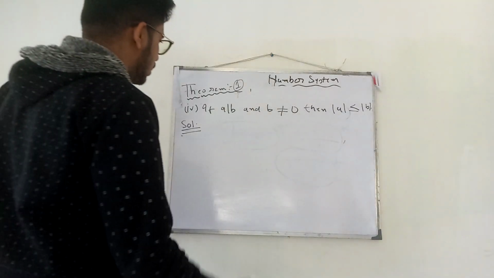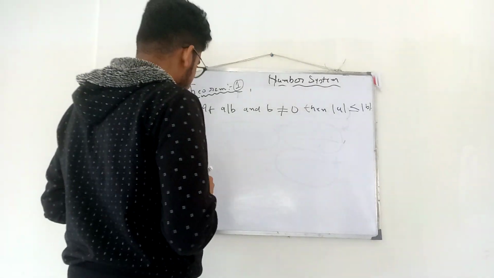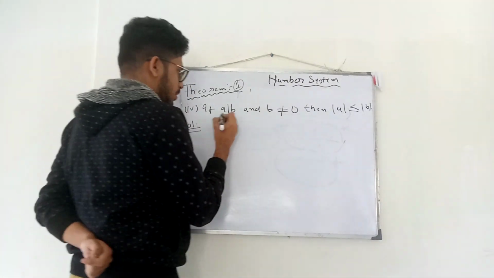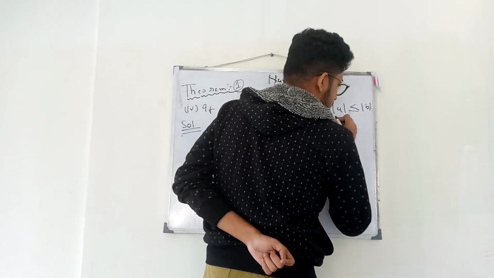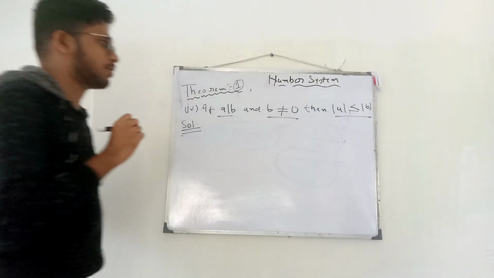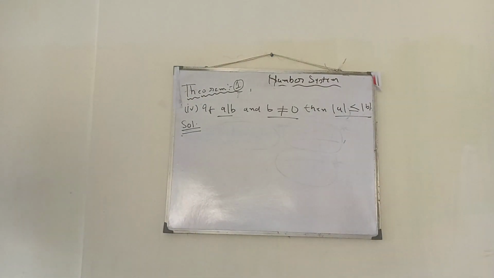Okay, here, if A divides B and B is not equal to 0, then A modulus is less than or equal to B modulus. Okay, A modulus less than or equal to B modulus.